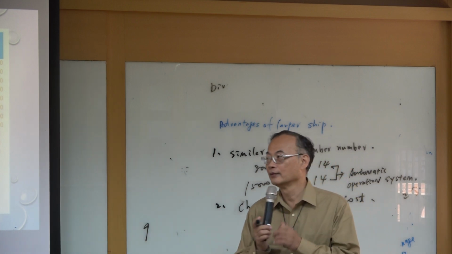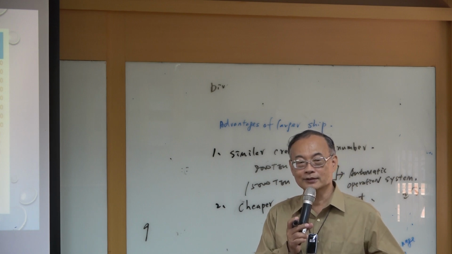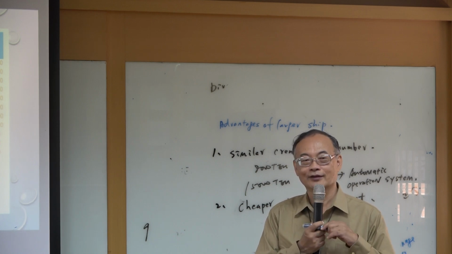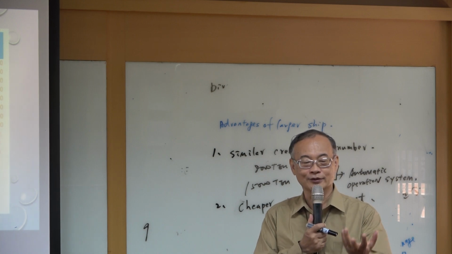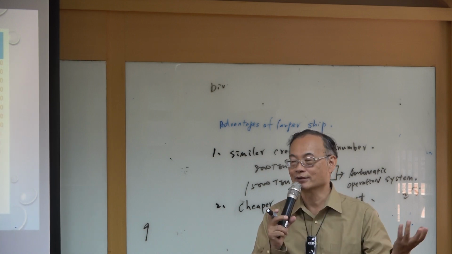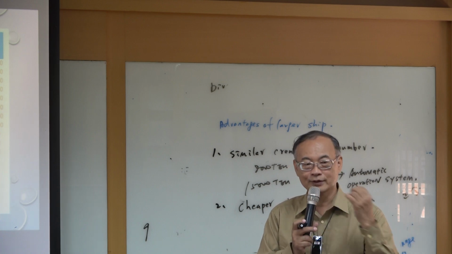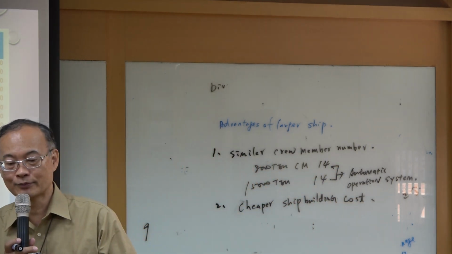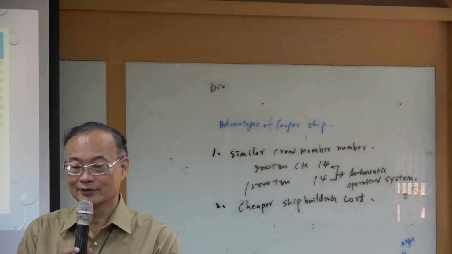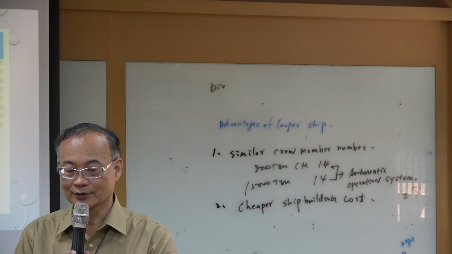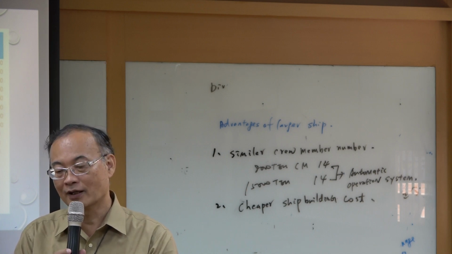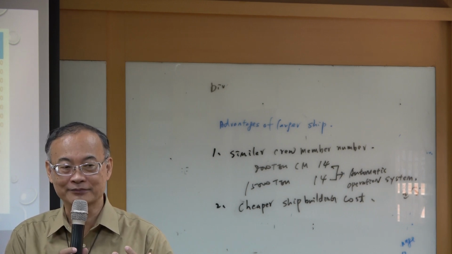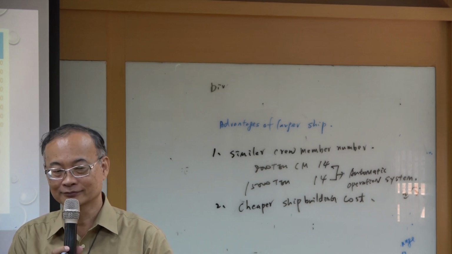Cheaper building cost. If your ship is bigger, it does not mean your construction procedure and process change; they are similar. So if you build bigger ships, you can save cost. For example, you go to the market and buy one watermelon, right? Sometimes you can bargain with the seller, saying okay, I buy 10 watermelons, so make it cheaper, because they can sell 10 watermelons to you and still make a profit.